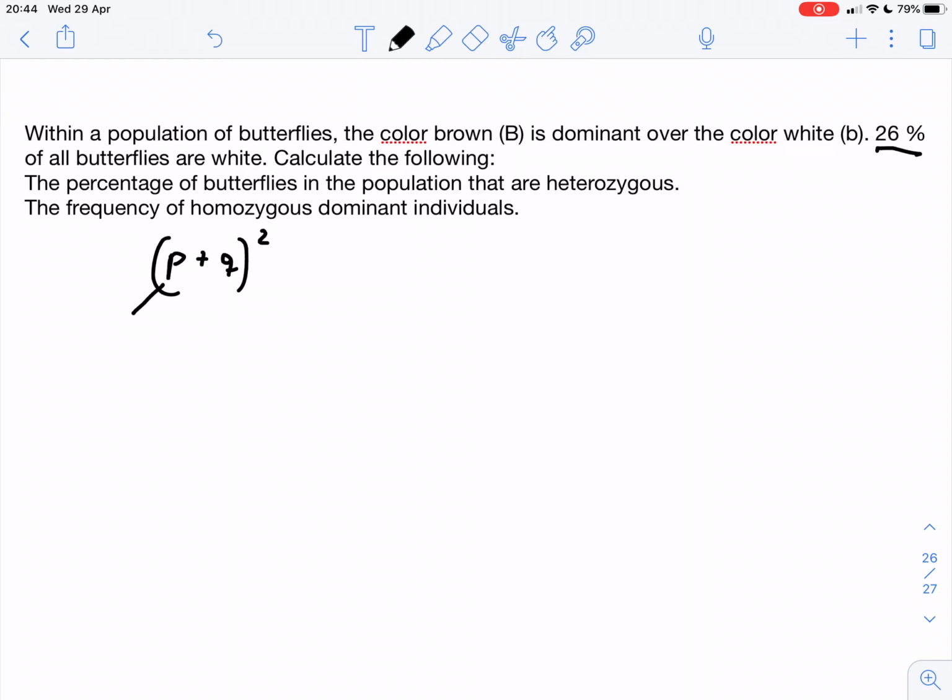squared. And let's say P is the dominant allele, so that would be brown, and Q would be the recessive allele, so let's say this is the white one. So therefore, we know that P plus Q together gives 1. So we can write this as basically PP plus 2PQ plus QQ.